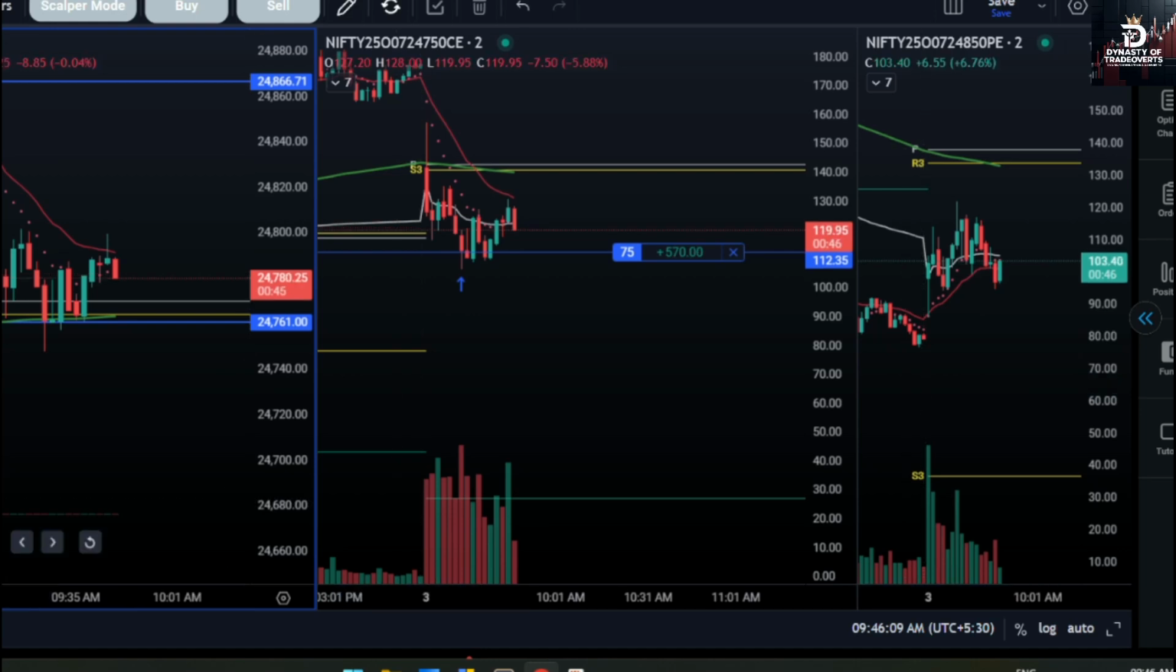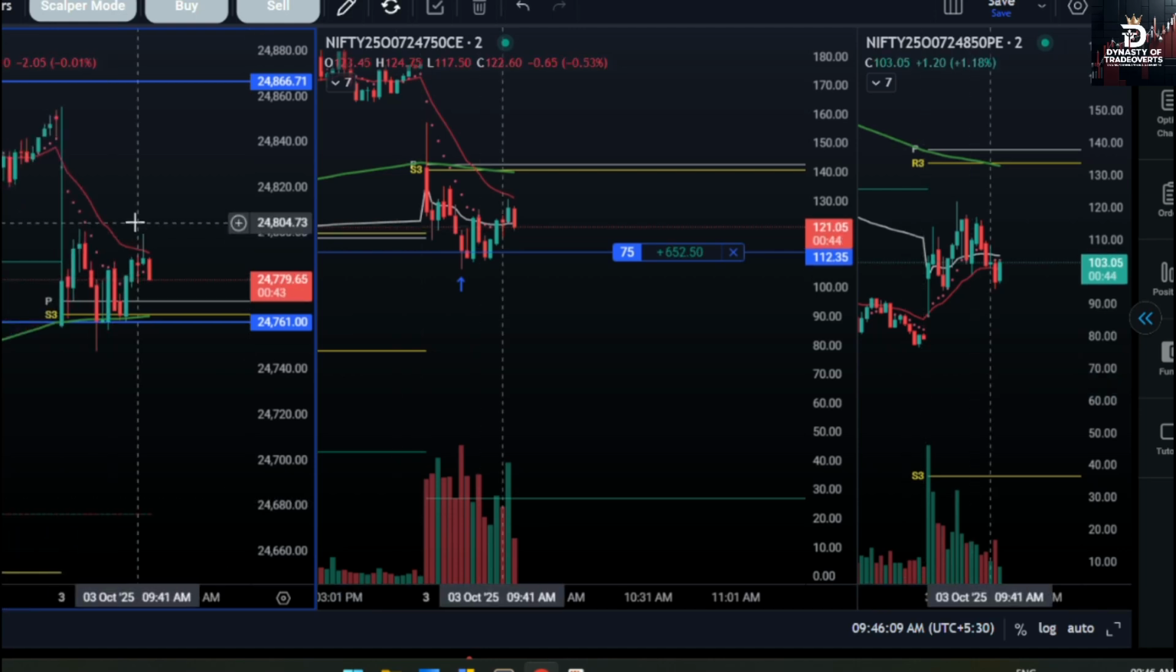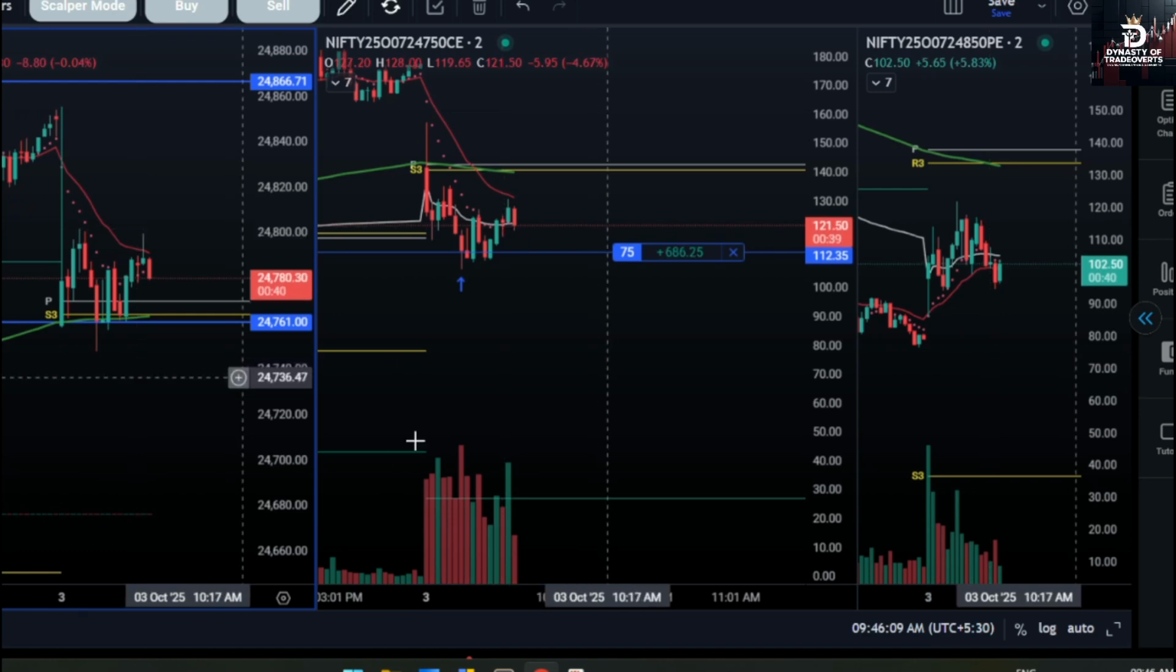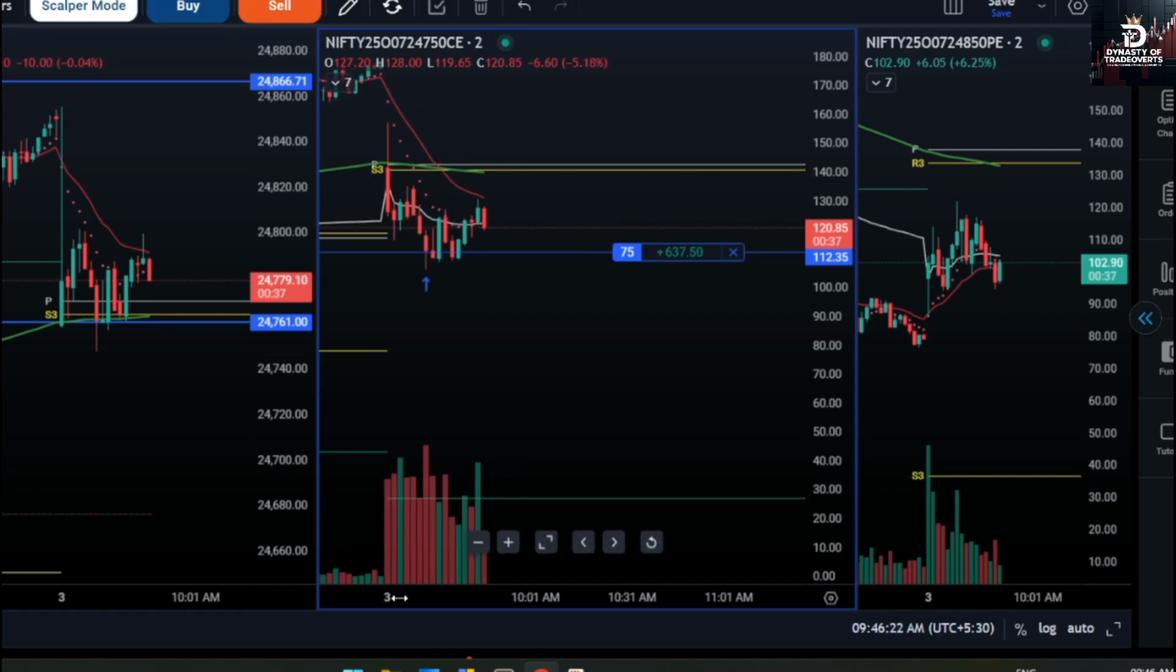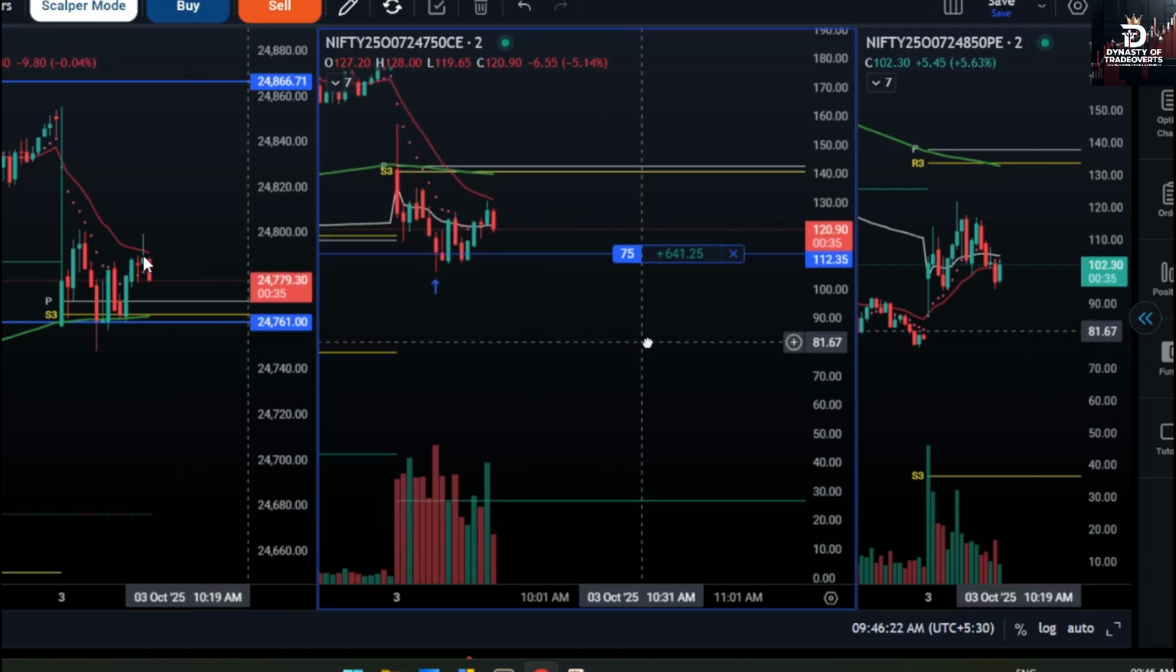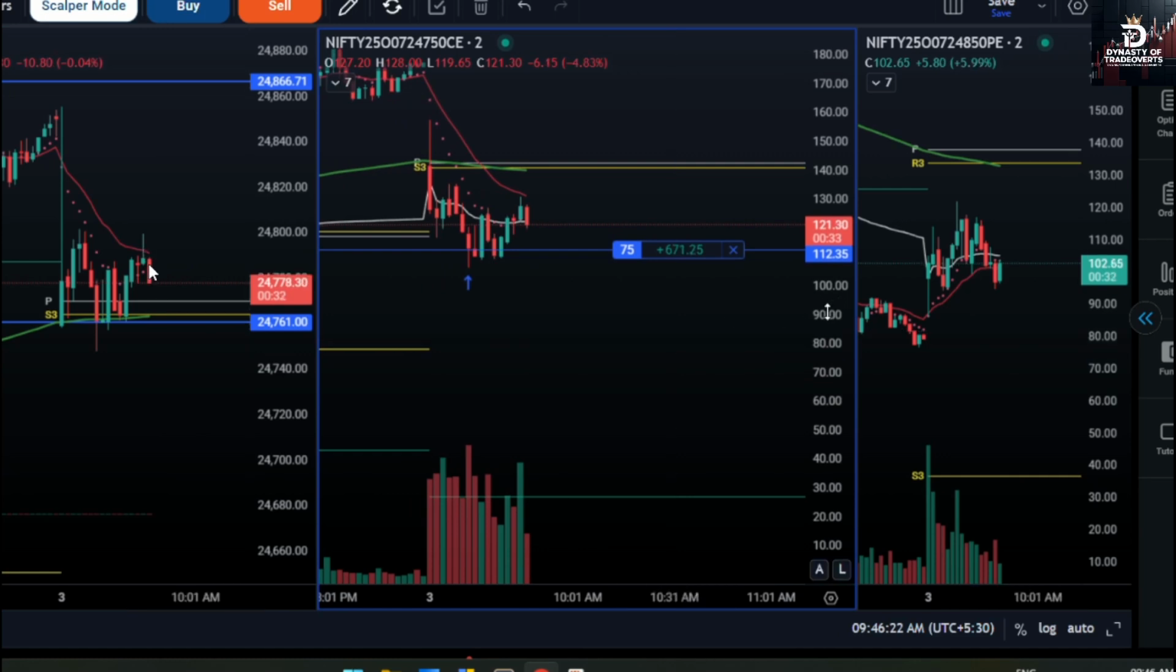And the previous day also, Nifty was moving up. Nifty was in an uptrend. If you go to a higher time frame, you can see that. But here on the chart, on both options and index, it is taking a rejection from the 20 EMA.